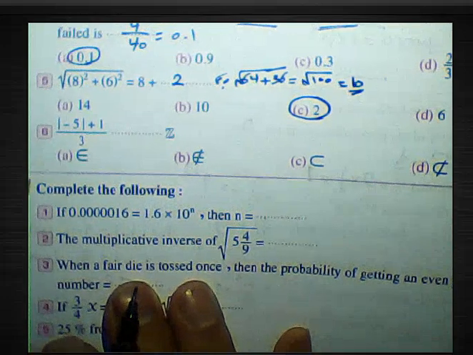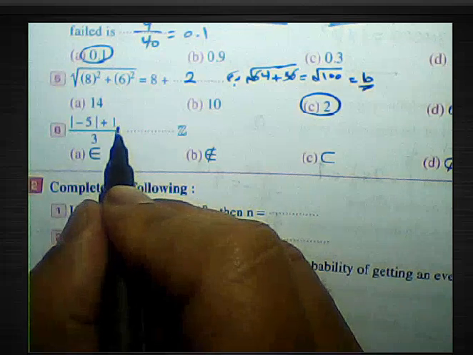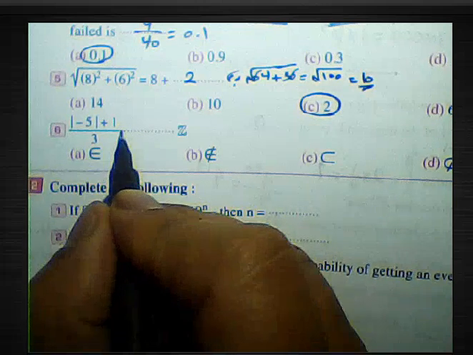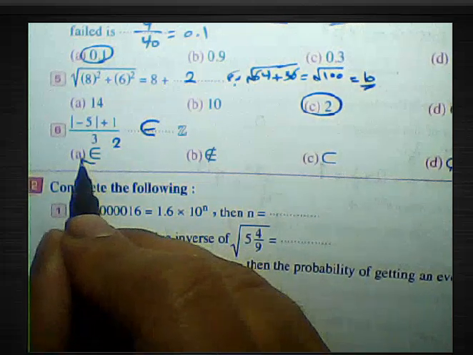Absolute value of negative 5, plus 1, over 3. The absolute value of negative 5 equals 5. 5 plus 1 equals 6. 6 divided by 3 equals 2. The result will be 2, belonging to the integer numbers.